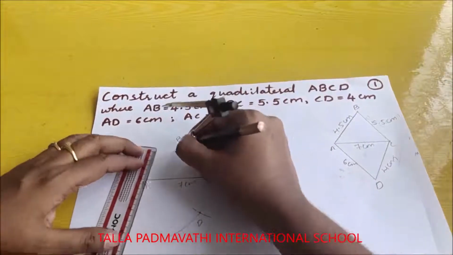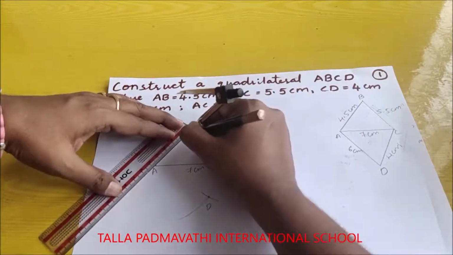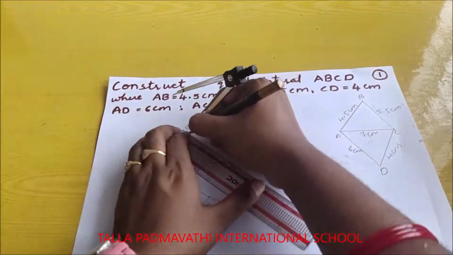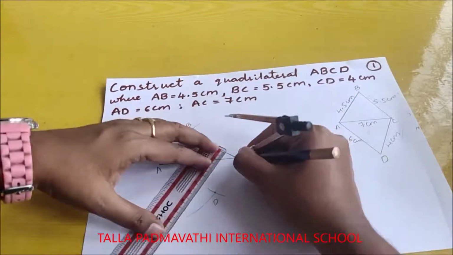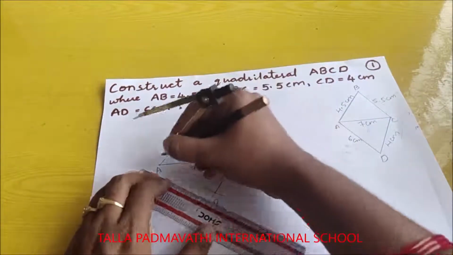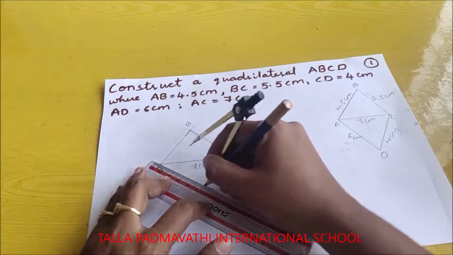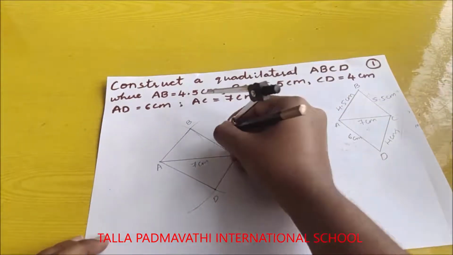So by using the scale, children, you can join AB and BC, CD and AD. So children, you got the quadrilateral ABCD. Now you can write your measurements.